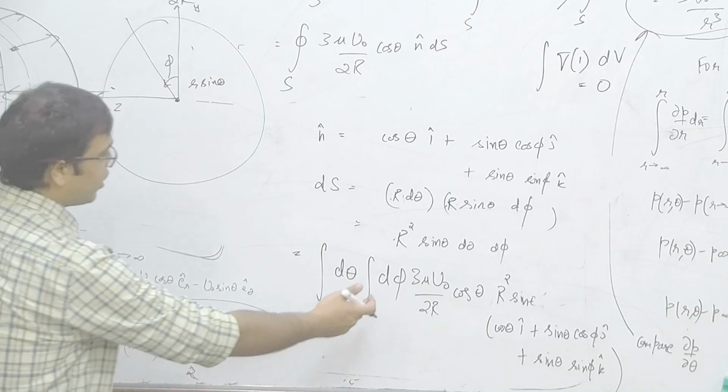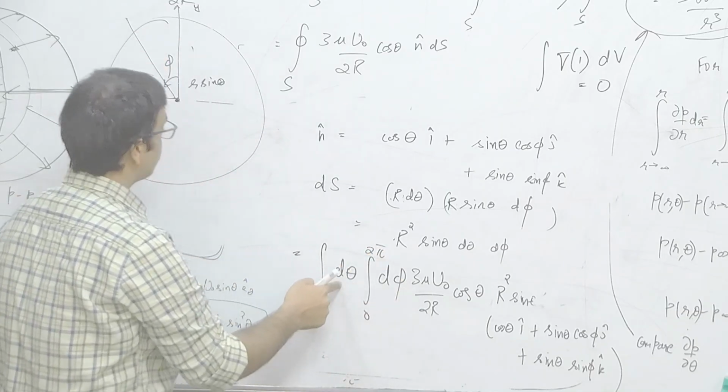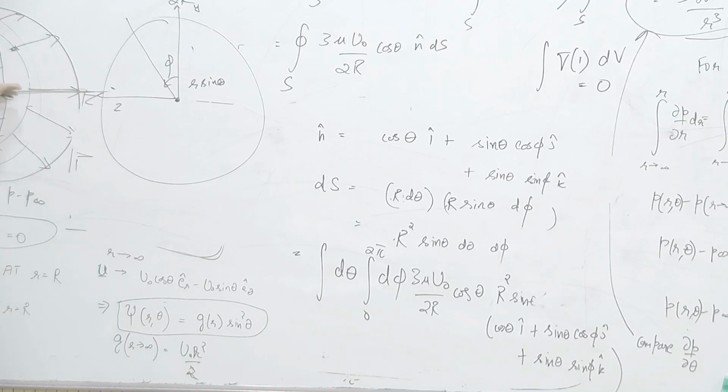What are the limits of phi? Phi is the angle over the whole ring. So this is 0 to 2 pi. And what are the limits of theta? So theta equals 0 is this side, theta equals pi is this side.